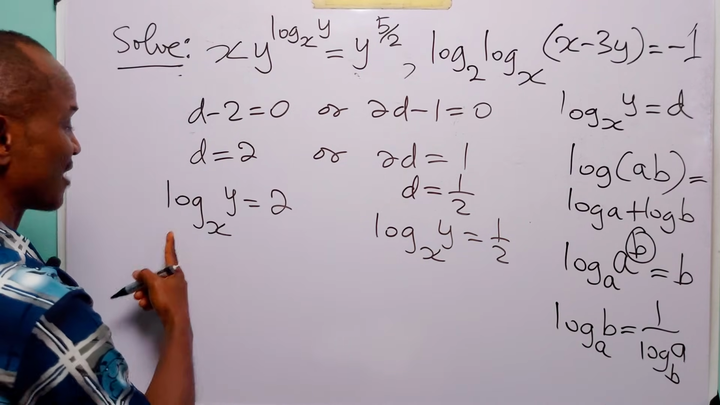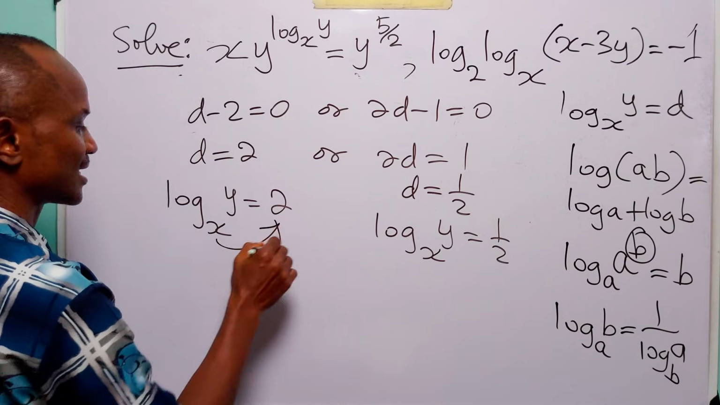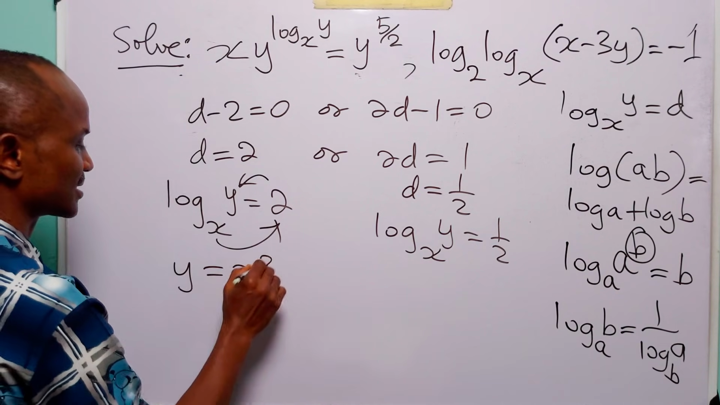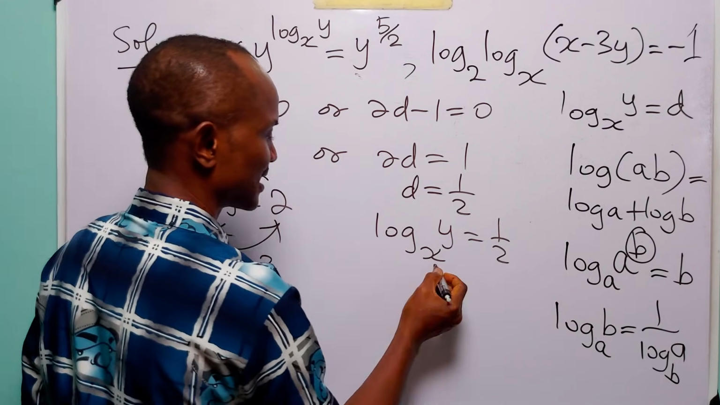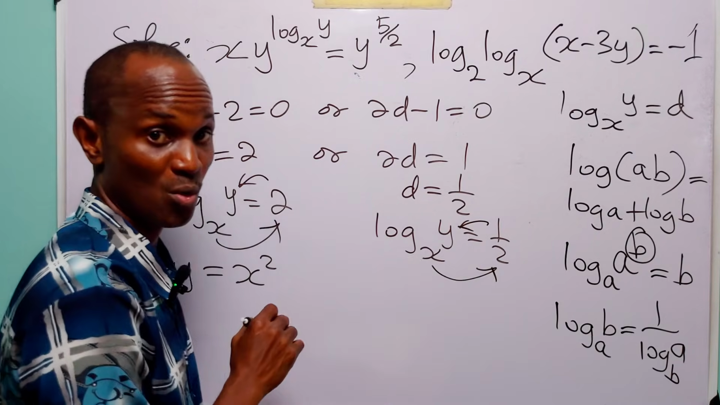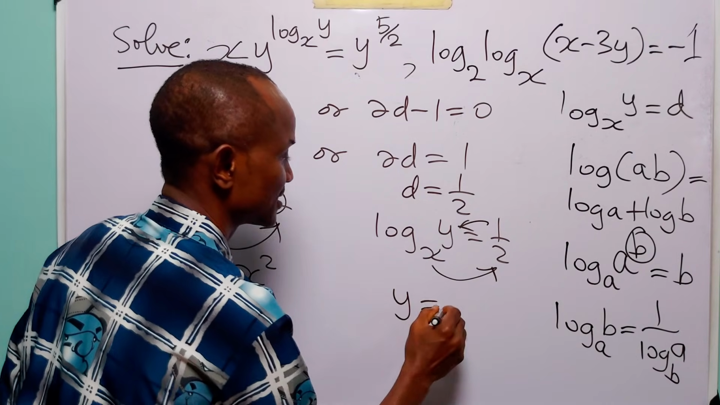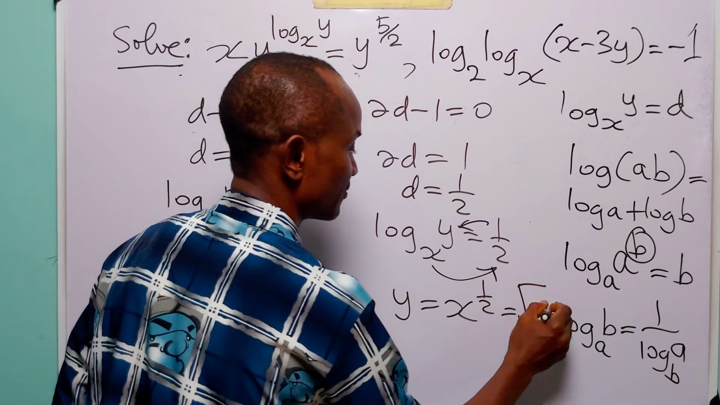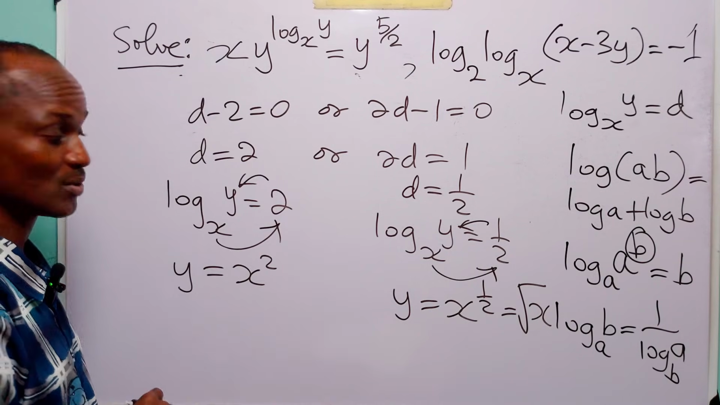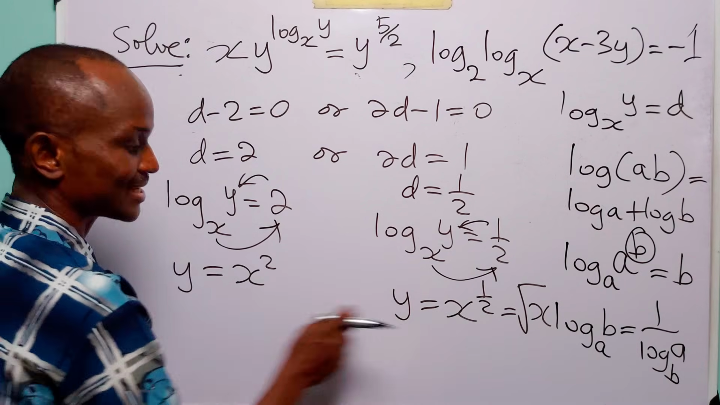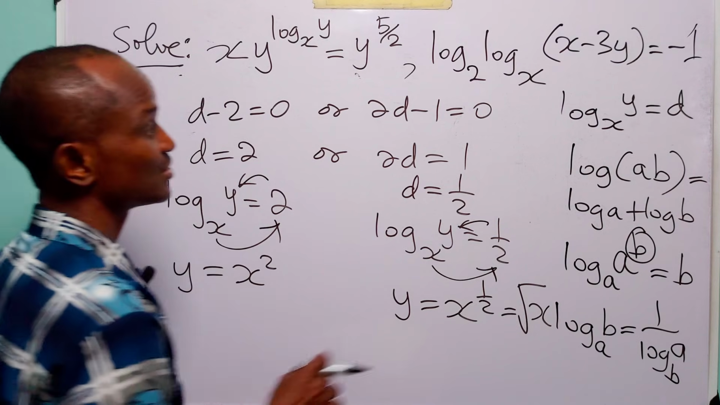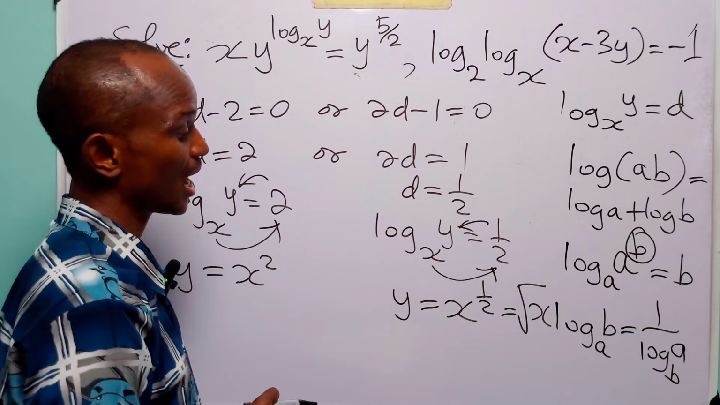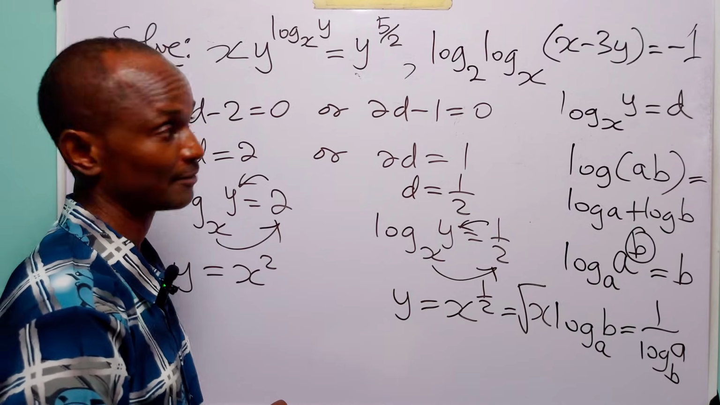But then also remember that when we have a statement like this, it simply means that x to the power 2 is equal to y. So we have that here y is equal to x squared. And likewise here it means that x to the power half is equal to y. So we have that y is equal to x to the power half, which is also equal to the square root of x. So now you can see that we have two simple relationships between x and y. What we now need to do is to simplify the logarithmic equation to see what information we can get from there, and then know how we will calculate the values of x and y.